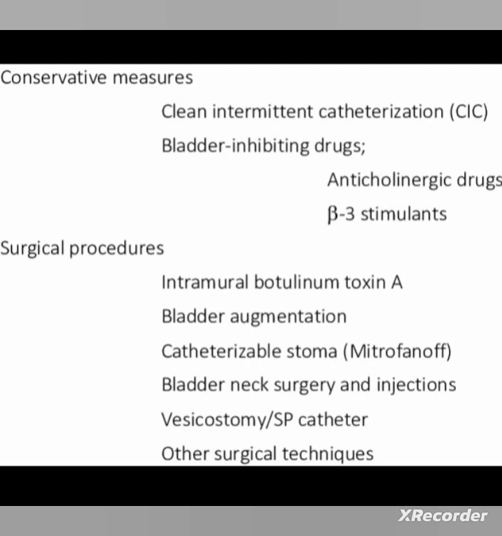Then anticholinergic drugs and beta stimulants also can be used. Then surgical procedures include intramural botulinum toxin A, bladder augmentation, then catheterizable stoma, bladder neck surgery and injections, then vesicostomy, suprapubic catheter, and other surgical techniques also can be followed. The main management is catheterization. And if surgery is possible, the surgical correction is done.